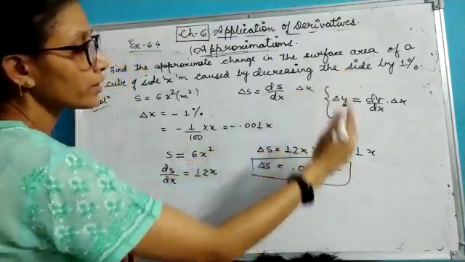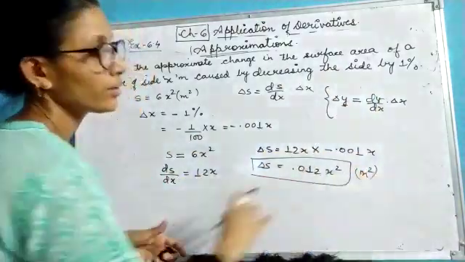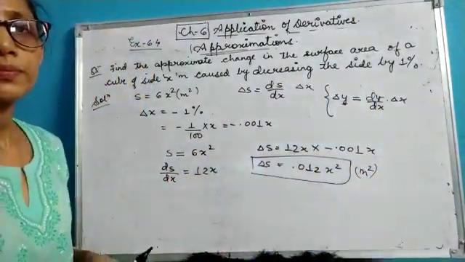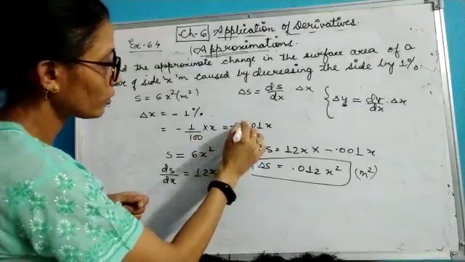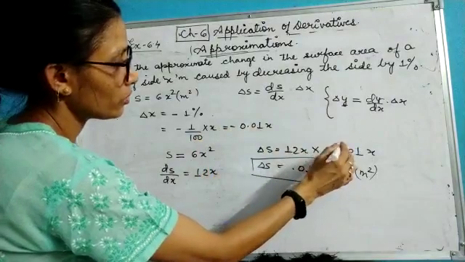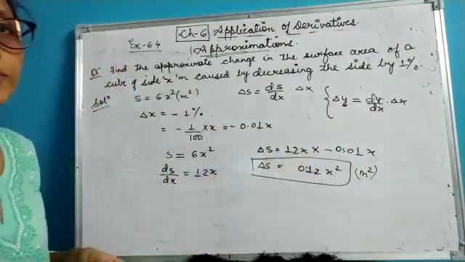when it is decreasing by 1%, and here the unit is meter square. Again children, here it is 0 point, so here it is 0.12. That's it.